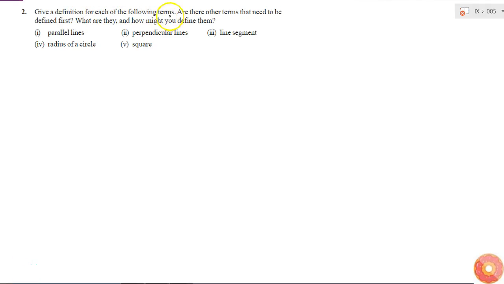Give a definition for each of the following terms. Are there other terms that need to be defined first? What are they and how might you define them? So I'll start with the first term.